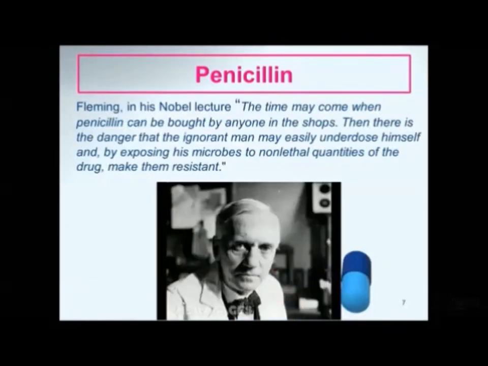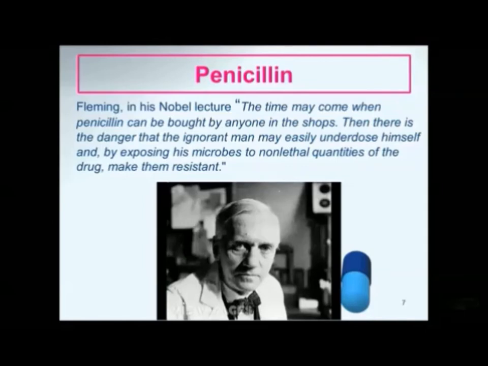Fleming and some associates that worked on how to produce penicillin on an industrial scale so that it could be used won the Nobel Prize. And even fairly early on, when he accepted the Nobel Prize, Fleming was warning about the problems that would likely arise with the use of antibiotics, or penicillin in particular. And here was his warning.